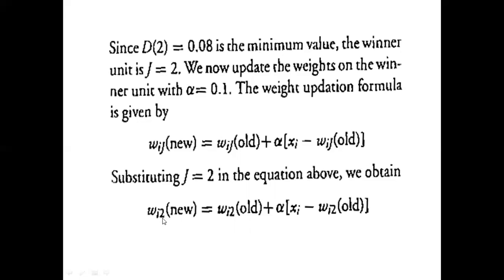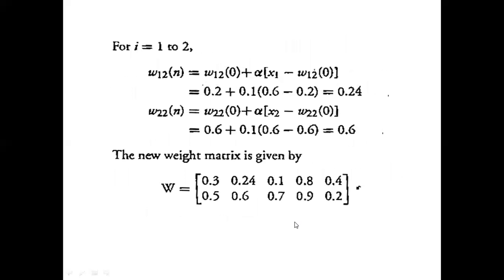wi2 new is equal to wi2 old plus alpha xi minus wi2 old. Actually here i has two values, 1 and 2. Again we set the formula, that is w12 new and w22 new. So what is the w12 new? That is w12 old plus alpha into x1 minus w12 old.